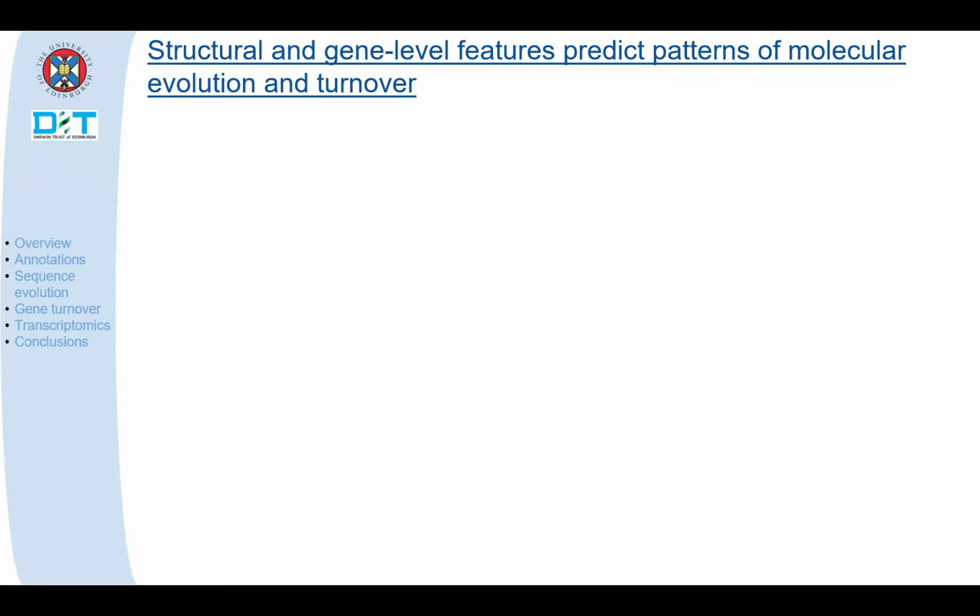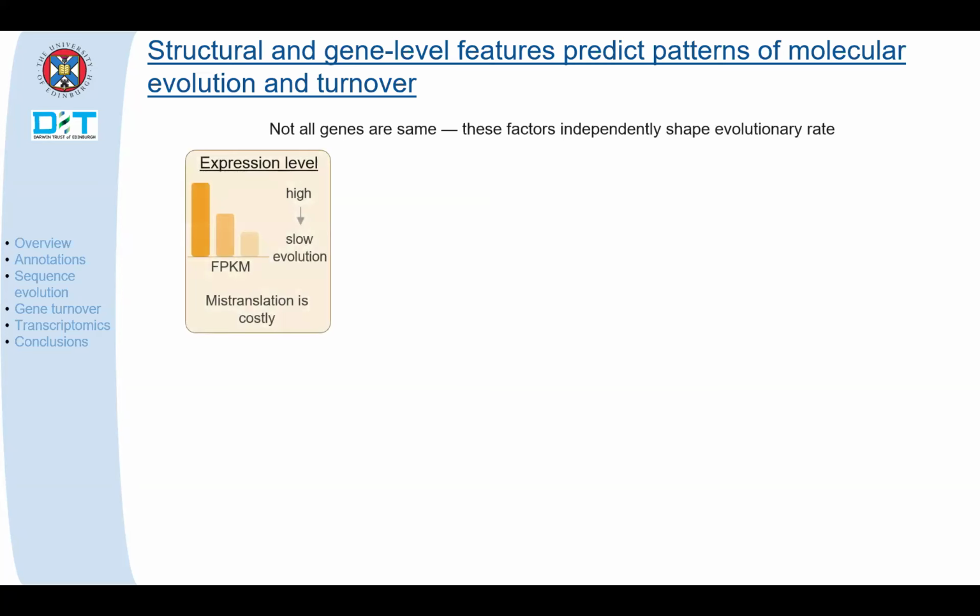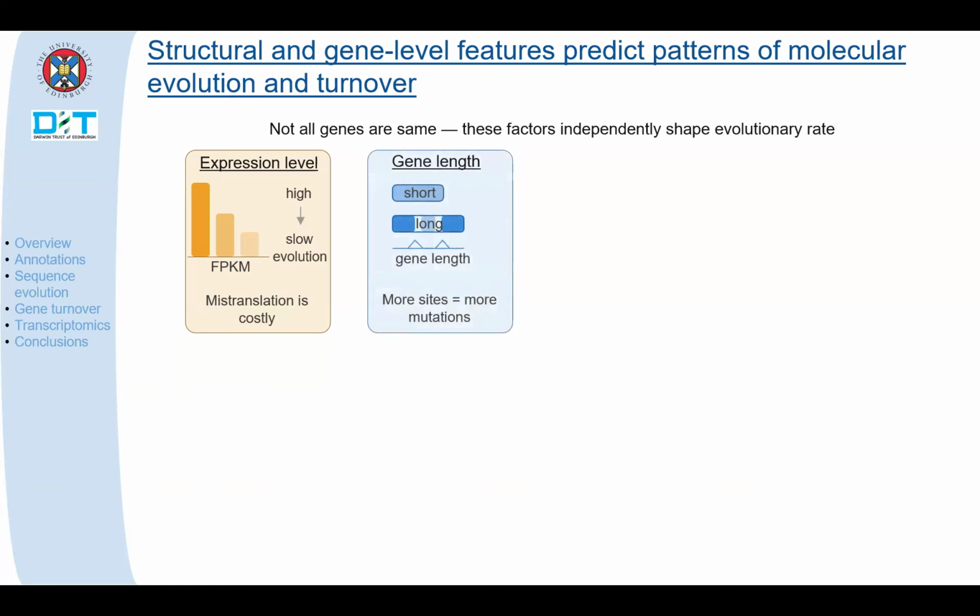So after estimating dN/dS and gene turnover, first we need to account for the inherent properties of genes and the structure of the gene product, which can independently affect the evolutionary rate. For example, genes that are highly expressed often evolve slowly, because mistranslation is costly. And genes that are longer have more sites, so there will be more opportunities for substitutions and mutations in these longer genes.